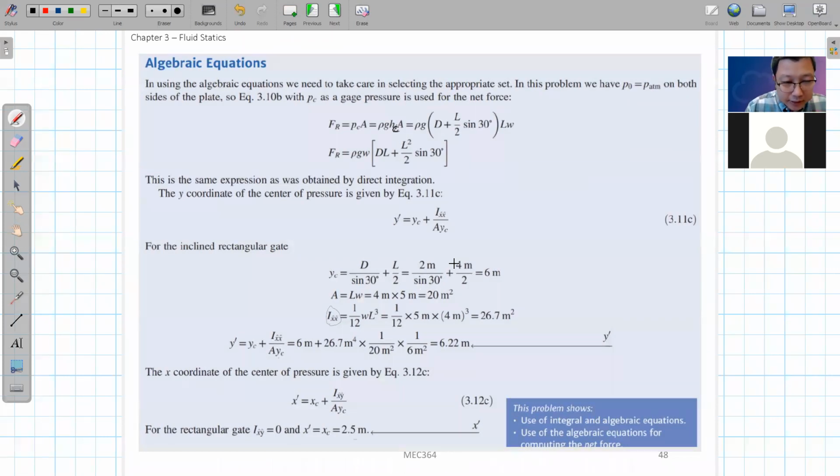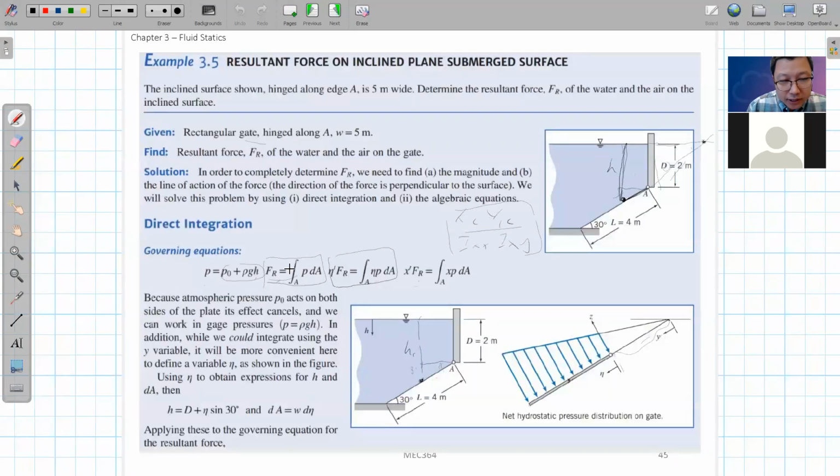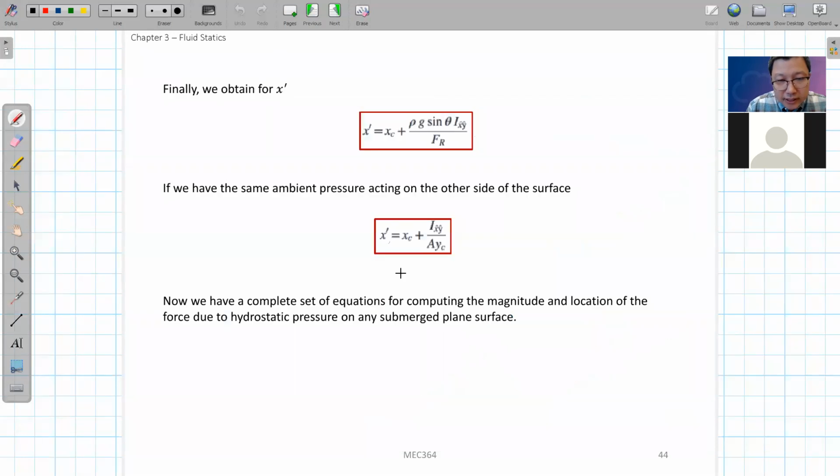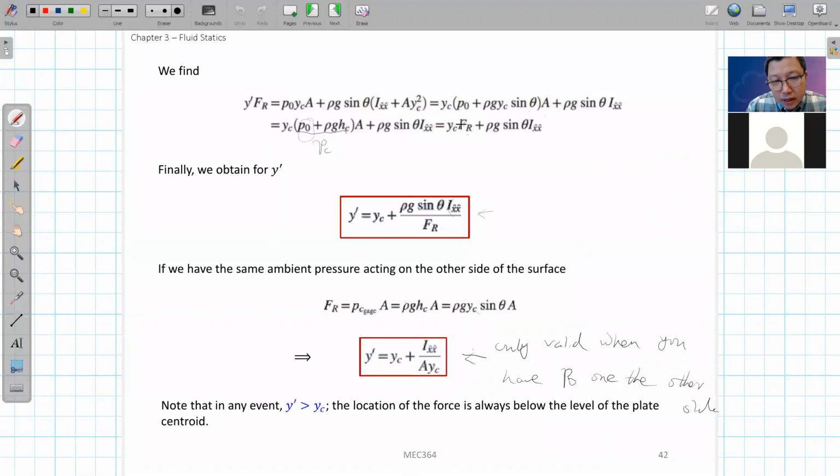One way is that you can start directly from the basic physics theory behind it. The resultant pressure force is pressure over area, and x prime and y prime are determined by this moment balance. Then you do the integration yourself, or you can use the derived results we have here for both FR and x prime, y prime, using the centroid location xc, yc, and the second moments Ix, Ixy, you can quickly calculate it. You will get the same result. Both methods give you the result.